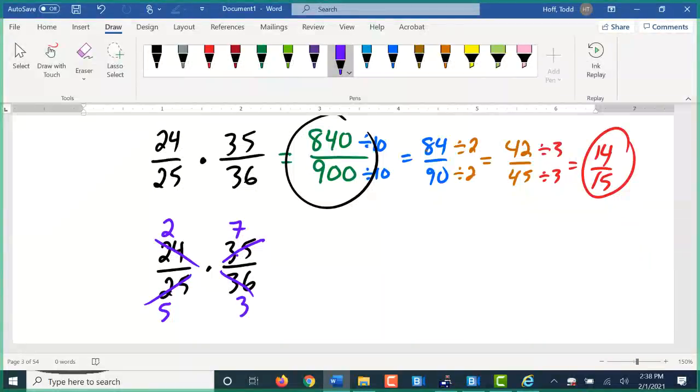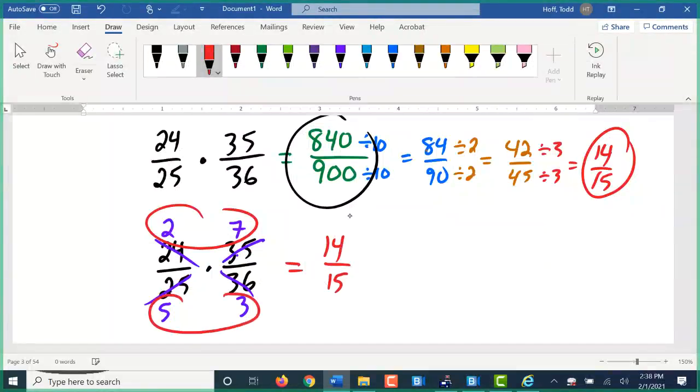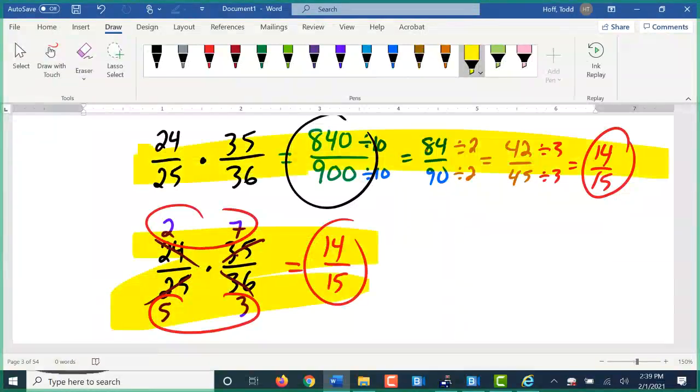Now, if you didn't see 12, you might have divided by 3 or 6. Then you come back and divide by another number until you can't divide by anything else. 2 times 7? 14, and 5 times 3? 15. 14 over 15. To me, this is way easier than this.